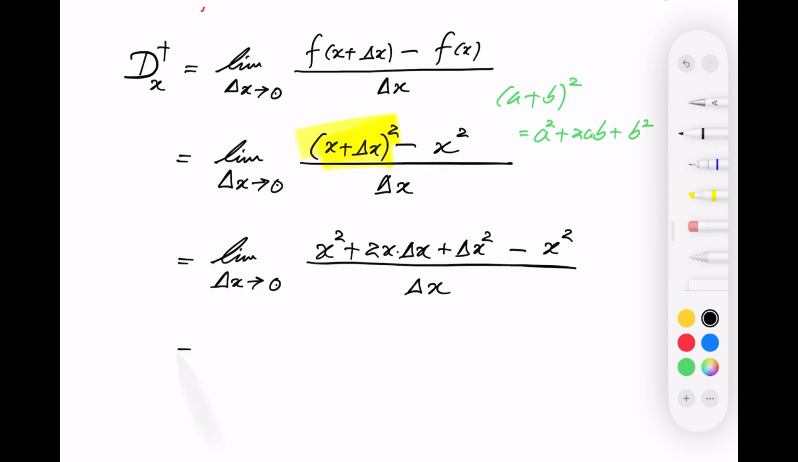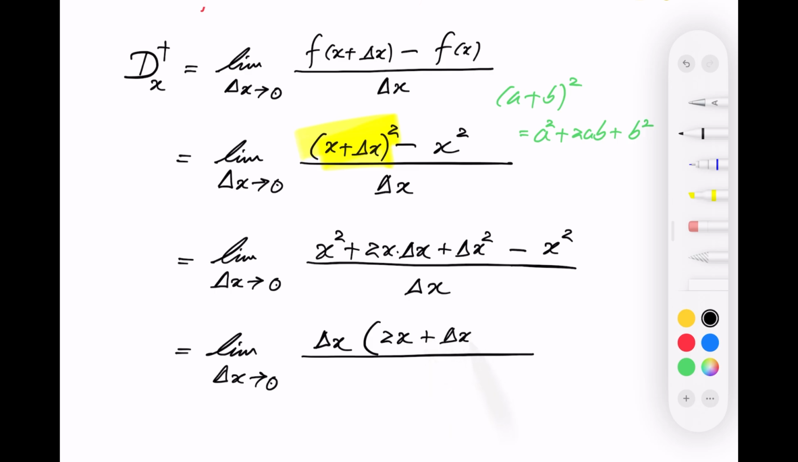This is equal to the limit as delta x approaches 0. On the numerator, I only have these two middle terms, 2x times delta x plus delta x squared. From those two terms, I'm going to factor out a delta x. Then from the first term, I will have a 2x, and from the second term, I will have a delta x. In the bottom, I will just have a delta x term.